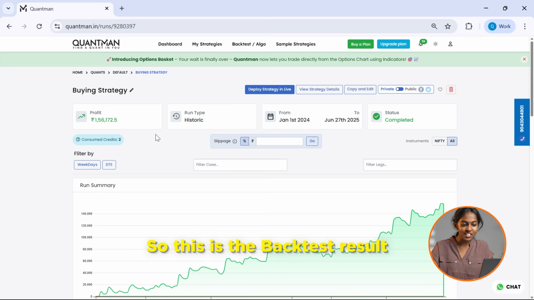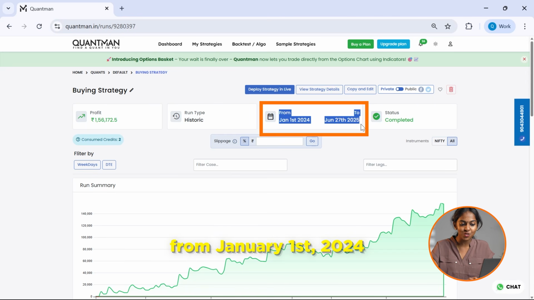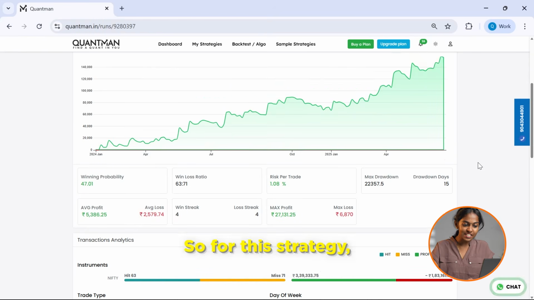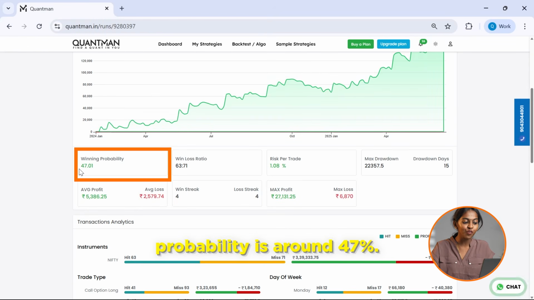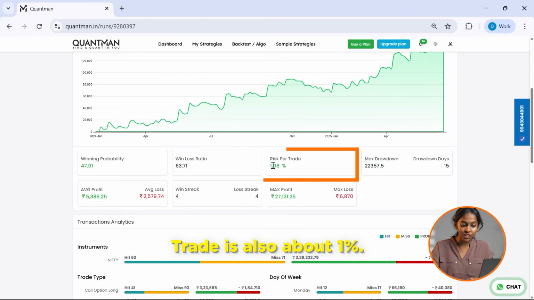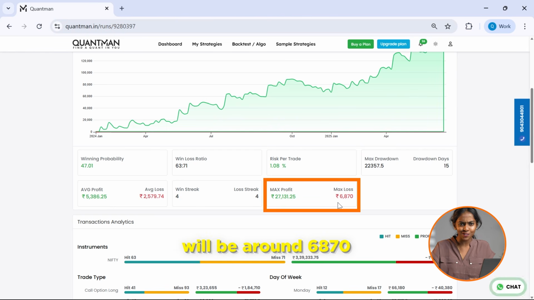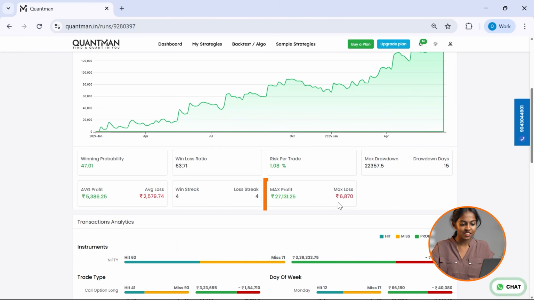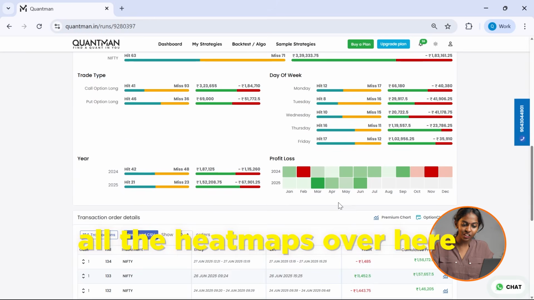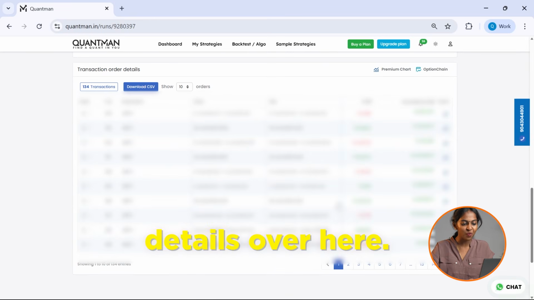This is the backtest result from January 1, 2024 to June 27, 2025. For this strategy, my winning probability is around 47% and my risk per trade is also above 1%. My maximum loss will be around 6,870. You can see all your heat maps over here and the transaction details over here.